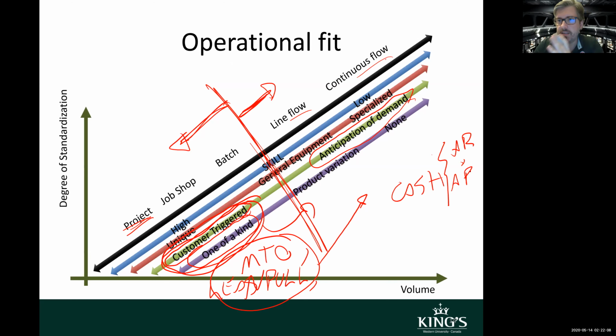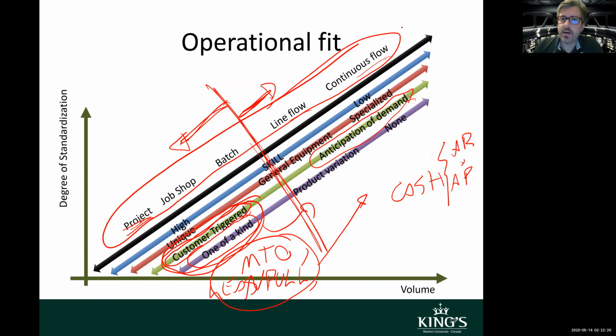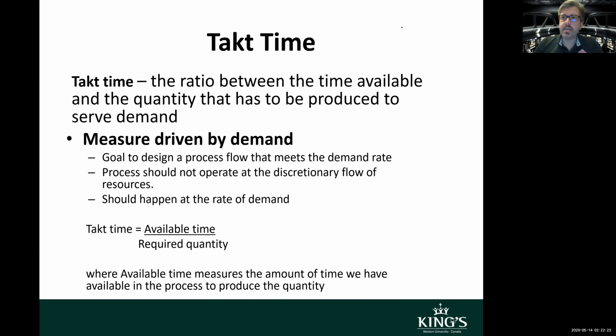So the operational fit that I'm talking about here is basically taking the idea of a demand-driven process regardless of where you are in the process flow. And we can do this with a very simple trick called takt time. Takt time, also known as the beat or the rhythm or the pace of your demand. Okay, so that's the ratio between the time available and the quantity that has to be produced to serve demand.